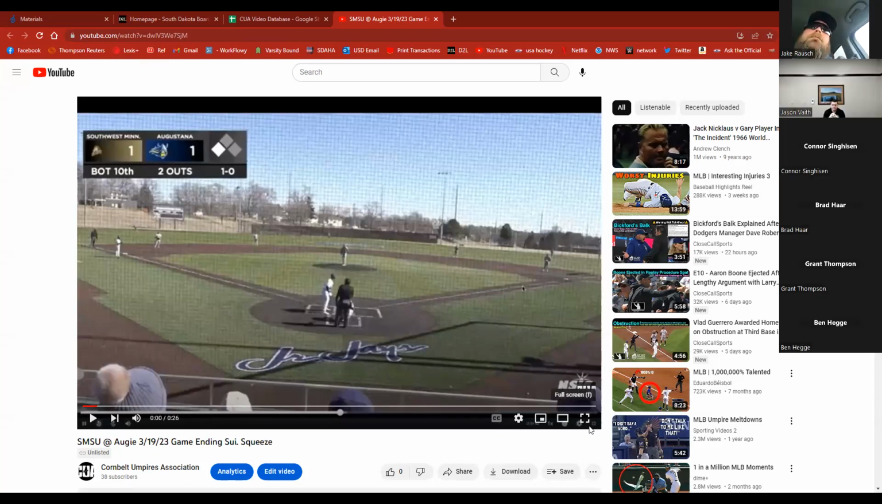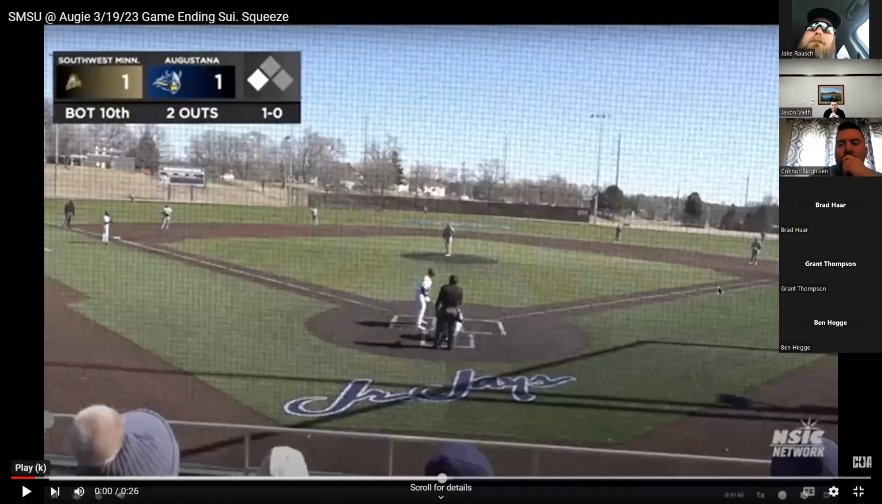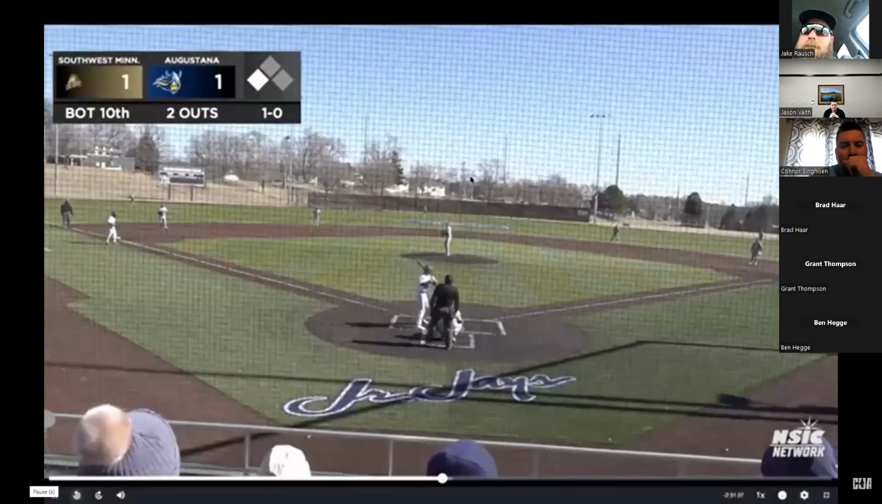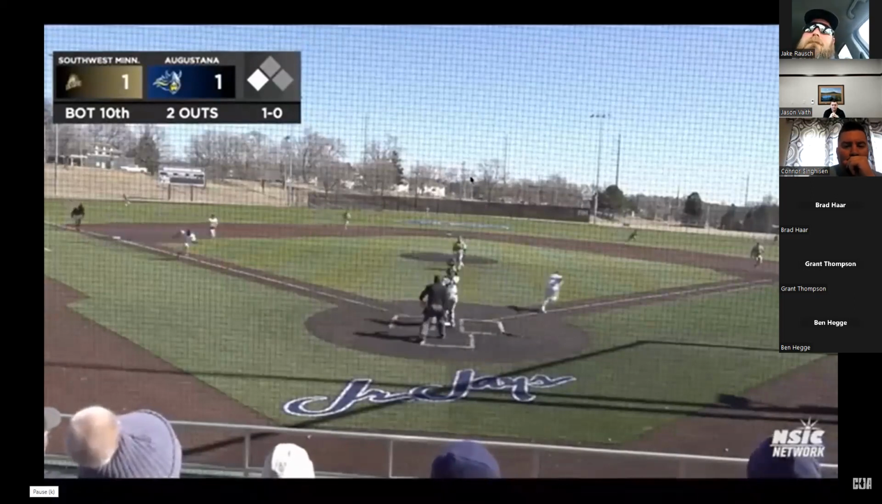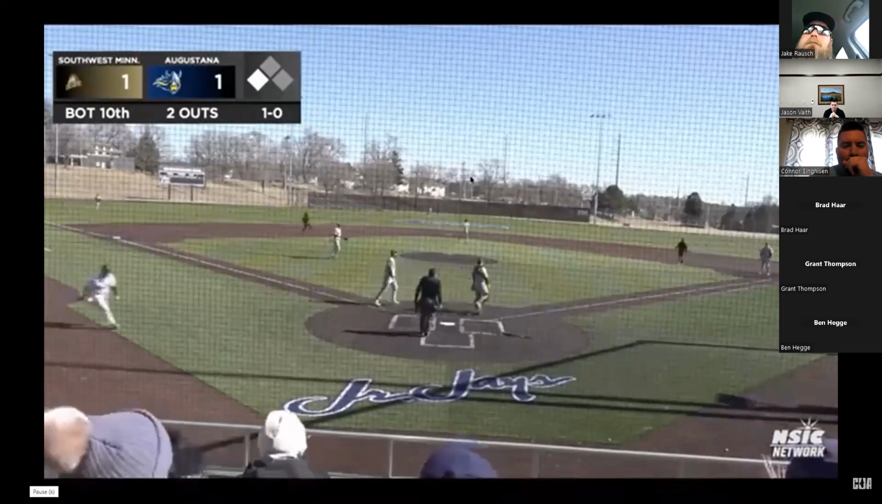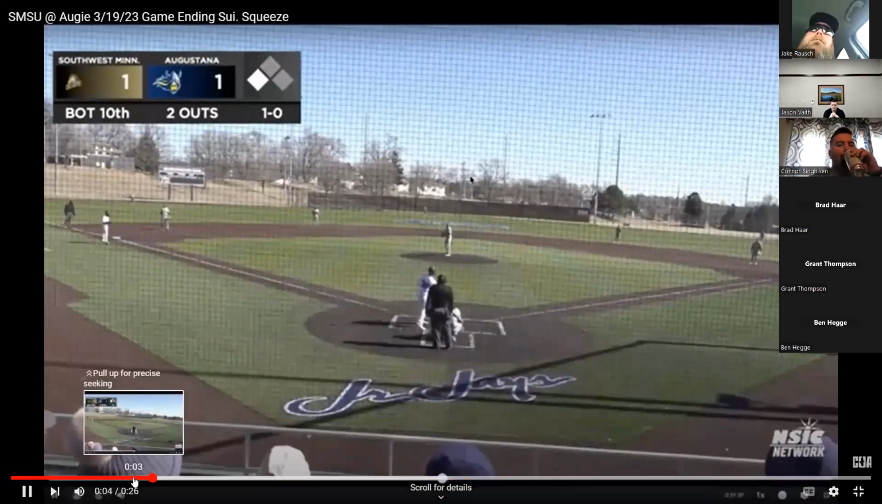So we'll start off with this one. We are in extra innings here. We have a runner on third base only. We're in the bottom of the 10th with 2 outs. I'm just going to play the video. We'll play it through once, and then we'll talk about it. Batter lays down a great bunt. Play it one more time.